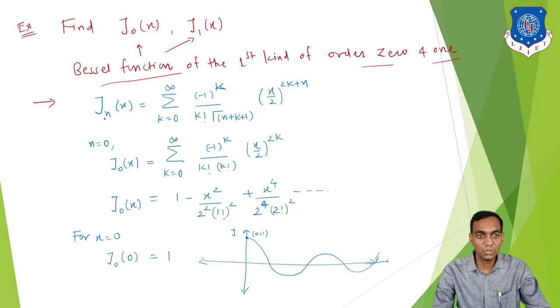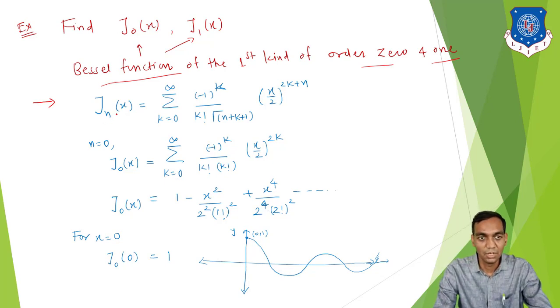Now J0, that means you are putting n equal to 0. If you put n equal to 0, then the Bessel's function reduces to sigma k running from 0 to infinity, minus 1 raised to k divided by k factorial into gamma n plus k plus 1, into x by 2 raised to 2k plus n. This is your definition of Jn. Here put n equal to 0. So this is going to be J0 x equal to sigma k from 0 to infinity, minus 1 raised to k divided by k factorial into k factorial, into x by 2 raised to 2k.